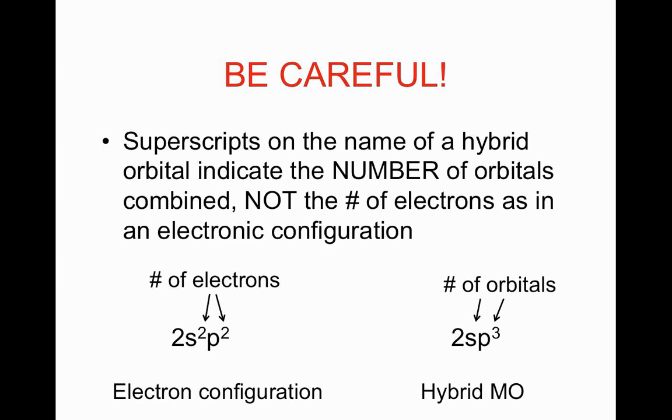A lot of students confuse the superscripted numbers used to label hybrid orbitals with the exponents that they've seen in general chemistry used to indicate the number of electrons in electron configuration notation. Note that electron configuration uses this number to indicate the number of electrons that exist in each orbital in a neutral atom. Hybrid molecular orbital theory, though, uses these numbers to indicate the number of each type of atomic orbital that was combined to produce the hybrid molecular orbital.